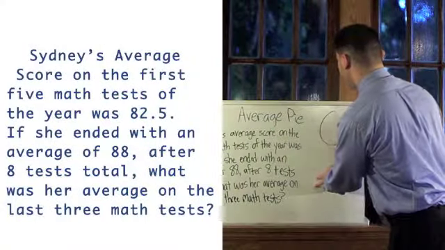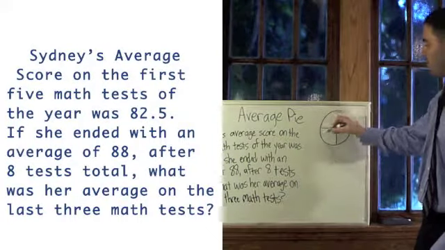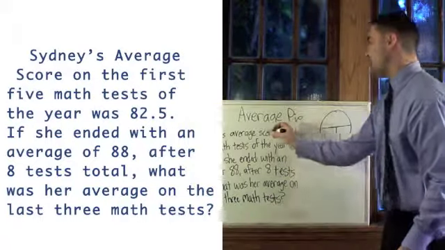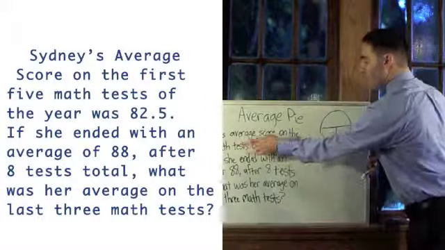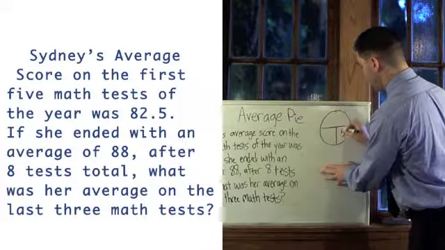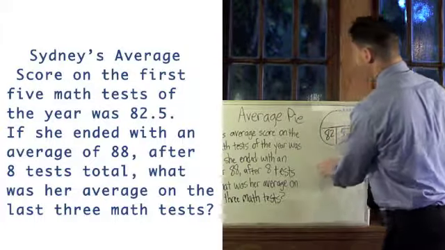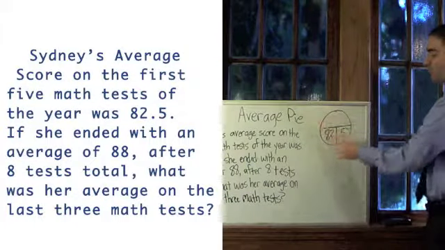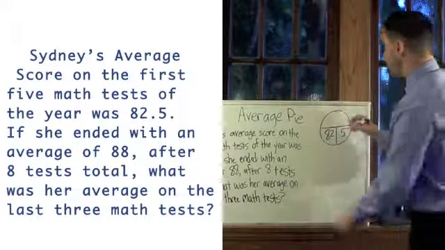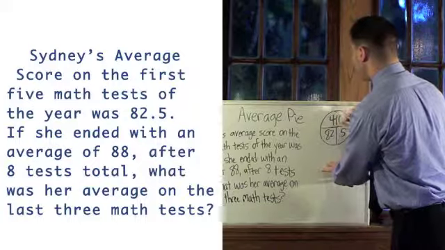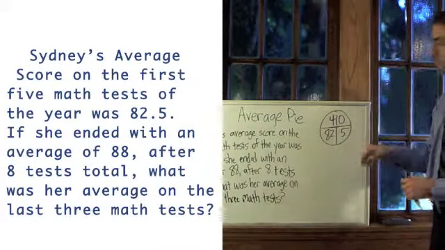So we're going to draw our average pie. Remember, SAT goes sum, average, number of things. So average score on the first 5 math tests of the year was 82. Okay, 5 math tests down here. That's the number of things. The average is 82. And remember, to get the number up here, we multiply. If we were just going for one of them, we would divide. But since we're going with one up here, we multiply. And we realize that the total number of points that Sydney scored on the 5 tests was 410.